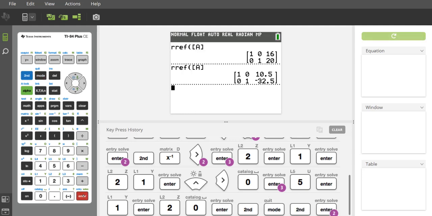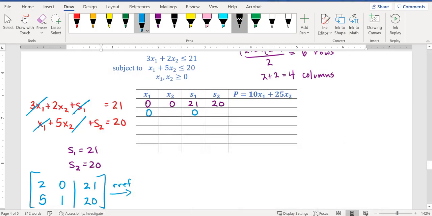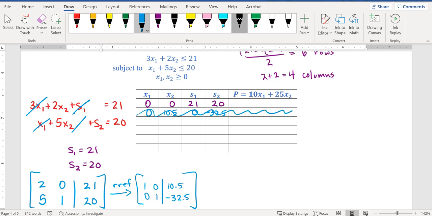All right. I get 10.5, negative 32.5. Those were for x2 and s2. Notice that this is a negative. We're going to totally forget about row 2. All right, let's go do another row.